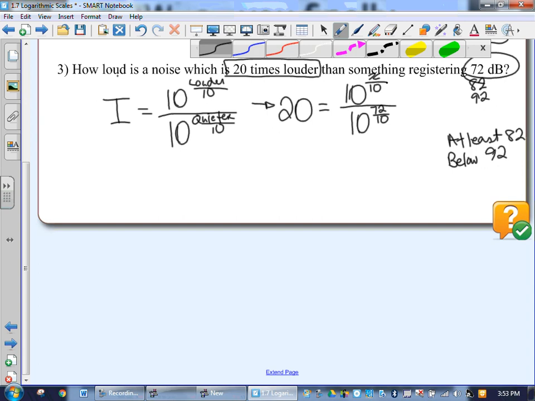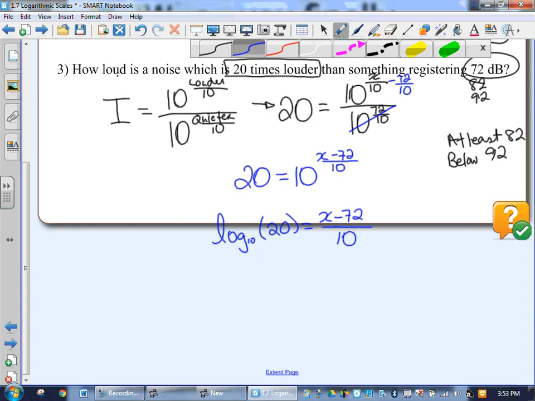Subtract my exponents, so I have 20 is equal to 10 to the power of x minus 72 all over 10. Exponents on one side, so I can write this logarithmically as log base 10 of 20, which equals my exponent. From there, times my 10 over to get 10 times the log of 20 equals x minus 72, and then add my 72 over.